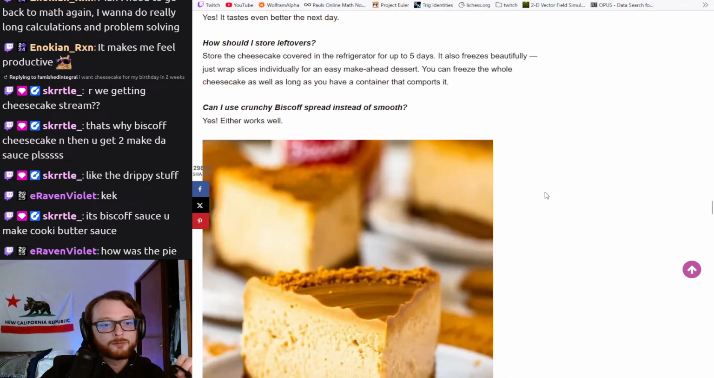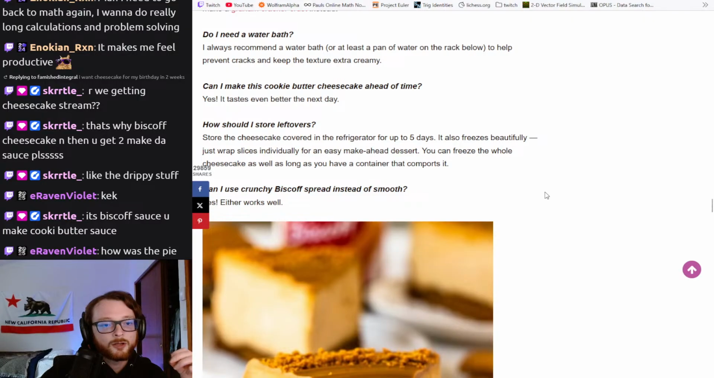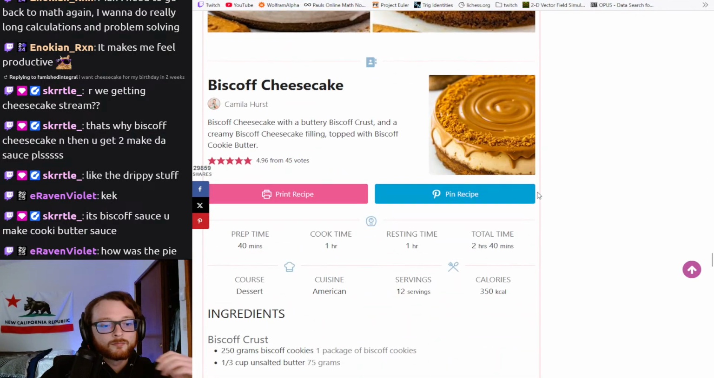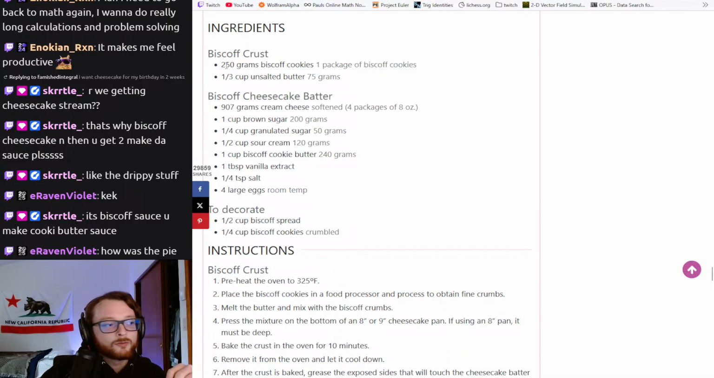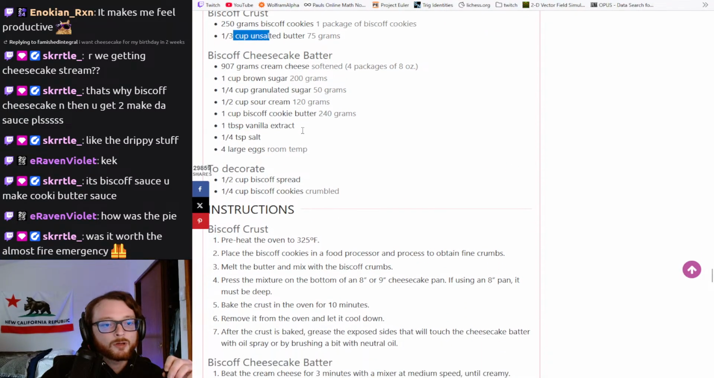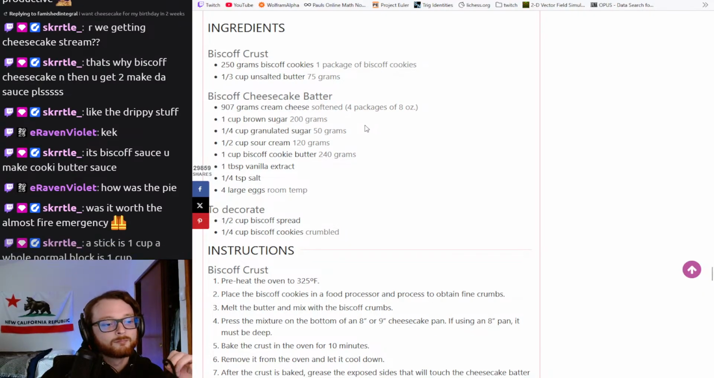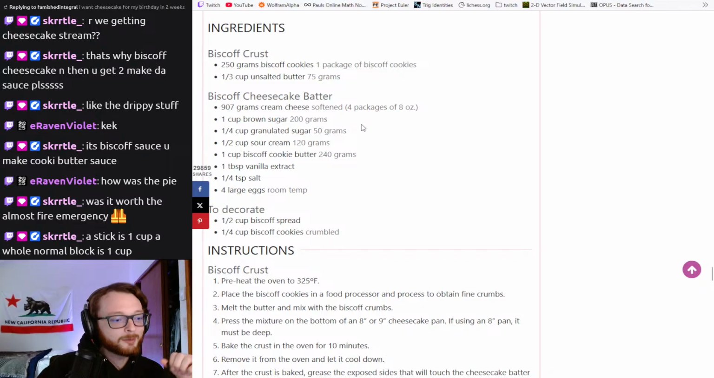It was pretty good, Raven. It could have come out better, but for not having made too many pies in my life, it was pretty good. How hard is this one? 250 grams Biscoff. A third of a cup of butter. A stick of butter is a quarter of a cup? I want to say? Or is it a half cup? I don't know. So worth the almost fire? Oh, absolutely. I would have actually burned my apartment down for pie. A stick is a cup? Really?